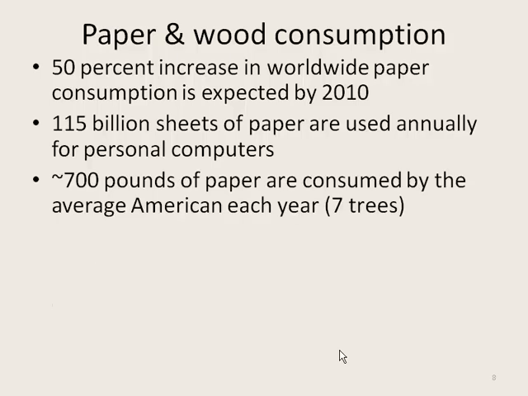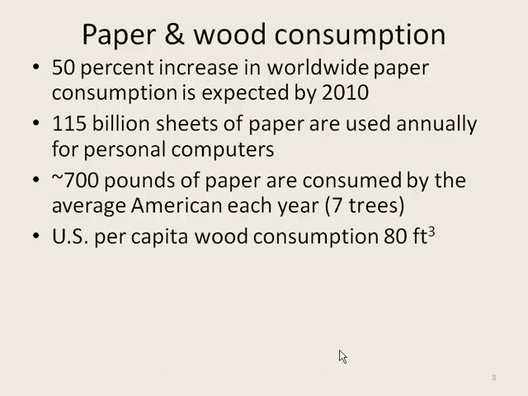It's estimated that on average, about 700 pounds of paper are consumed each year by the average American, and that represents the consumption and processing of approximately 7 large trees. And the per capita wood consumption, another way to look at it on a volume basis, is approximately 80 cubic feet. And I'll leave it to you to try to construct in your own mind and visualize how much 80 cubic feet is in the room around you, say.